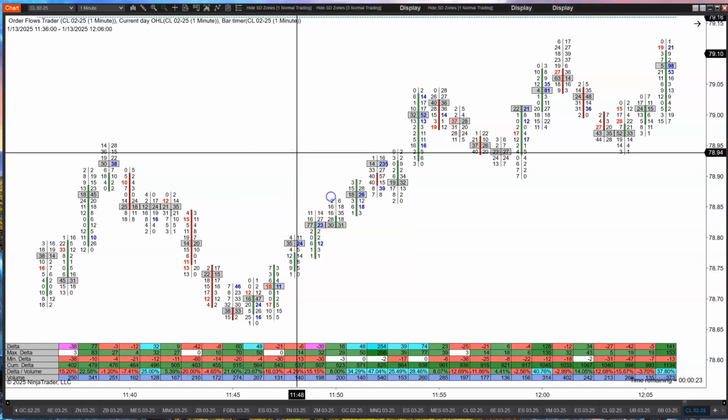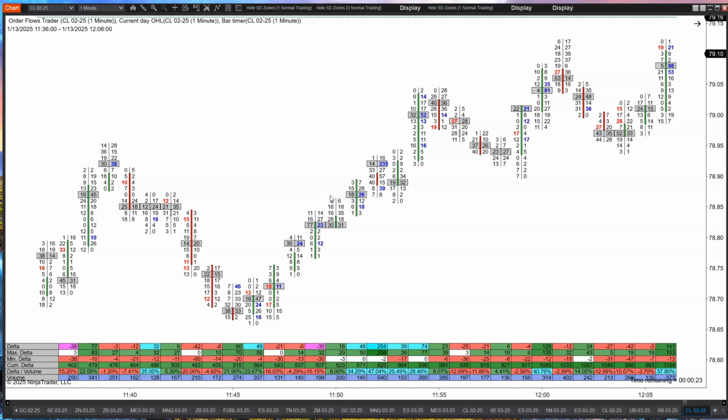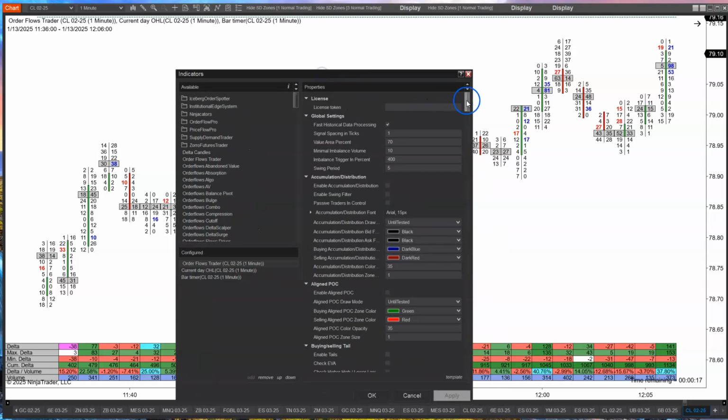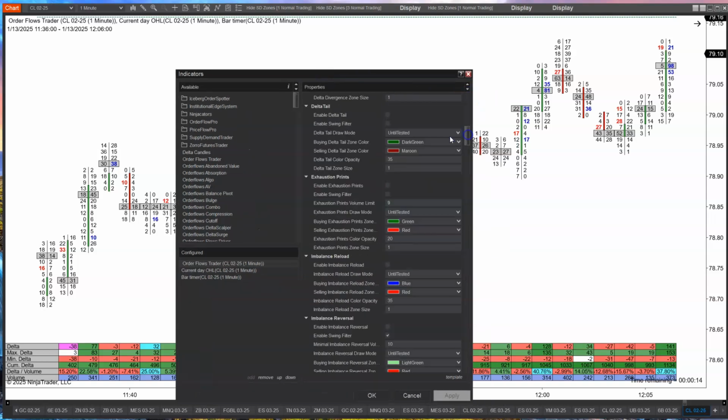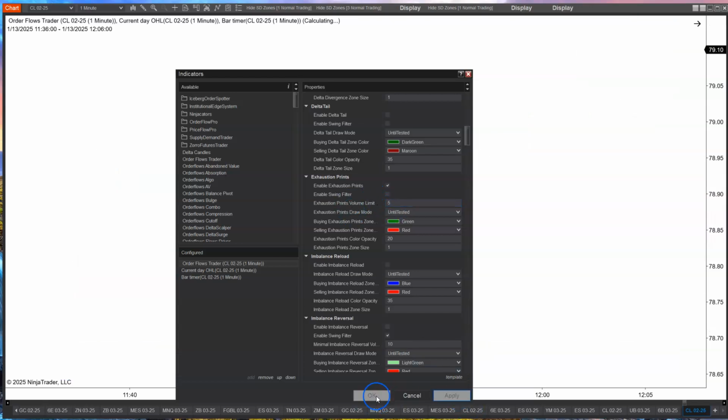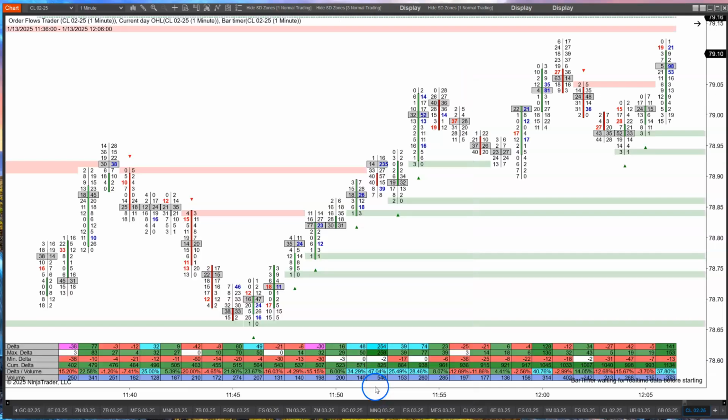Now, with the advent of personal computers, everyone's got a personal computer. Sometimes people got several of them. You could get software to highlight this to you. So what I'm going to do is show you the Orderflows Trader software, which is the software I developed to show the exhaustion print. Now, this is crude oil, so it doesn't trade as much as equities. So I'm going to make the exhaustion print volume a little bit lower. I'll put it down at 5. And I want it to show me the exhaustion prints. So I enable that, and it's going to show me the exhaustion prints.